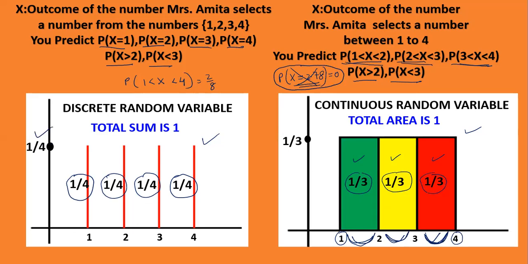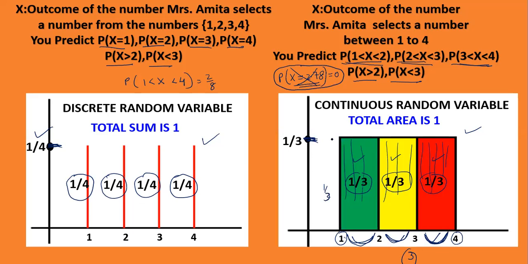Here it's 1 by 4, the height. Here the height is 1 by 3. Because total probability is the area. This area is the sum of all the probabilities. If you draw 1 by 1 lines and sum up everything, that is equivalent to finding the total area. Total area should be equal to 1. If this is 1 to 4, that is 3, this should be 1 by 3. So I've written 1 by 3.